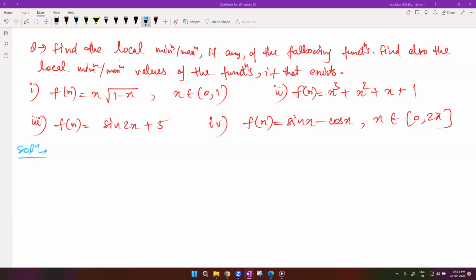Okay, at x is equals to 2 by 3, it is maxima for the first one. Also find out the value, that is f(2 by 3). What is f(2 by 3)? Okay, so let's check the first one. Shaviz has answered for the first one that at x is equals to 2 by 3, it will be maximum.